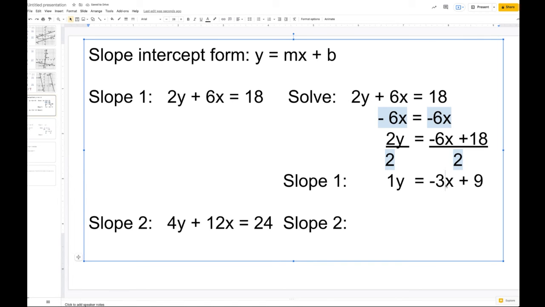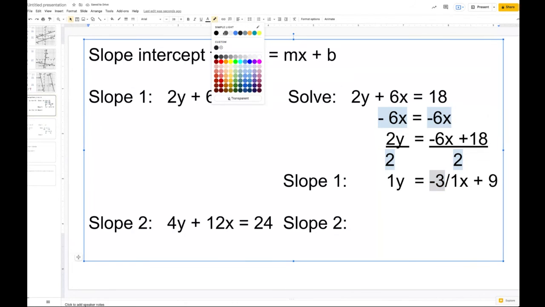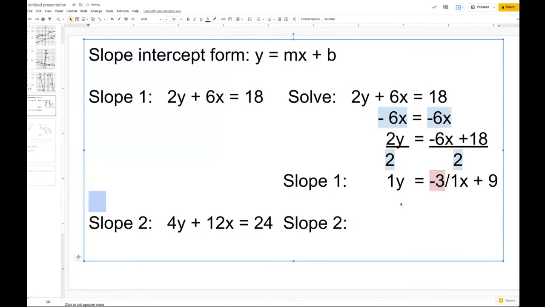Okay. And here, of course, we're going to focus the majority of the time on our slope. So I'm going to convert that into over 1. Okay. But your answer is just negative 3. But you can always convert to negative 3 over 1 if you want to.